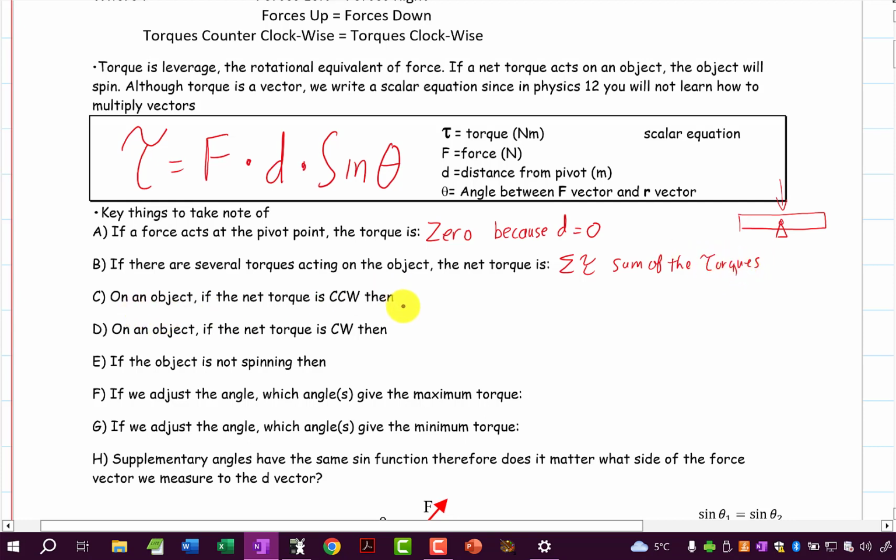On an object, if the net torque is counterclockwise, then the object spins counterclockwise. If on an object the net torque is clockwise, then the object spins clockwise. If the object is not spinning, then the sum of the torques equals zero. There is no net torque. Net torque equals zero.